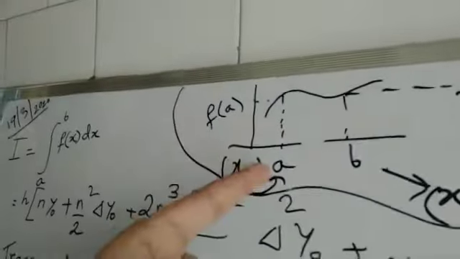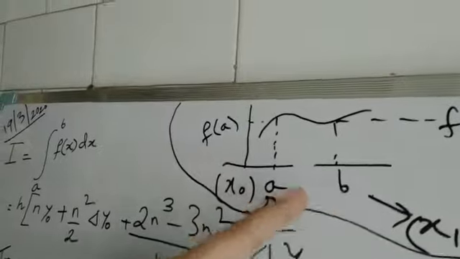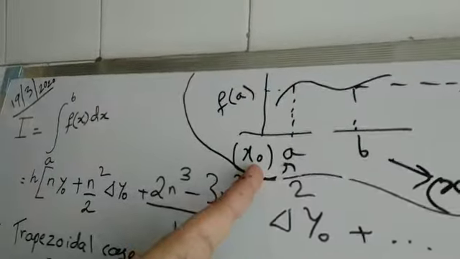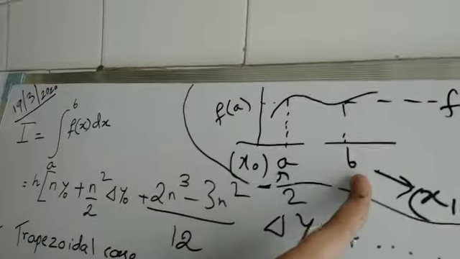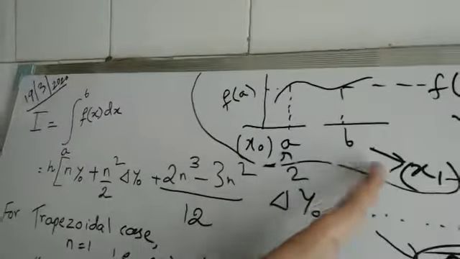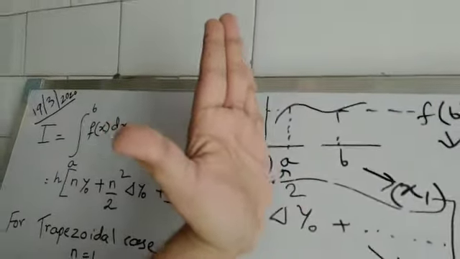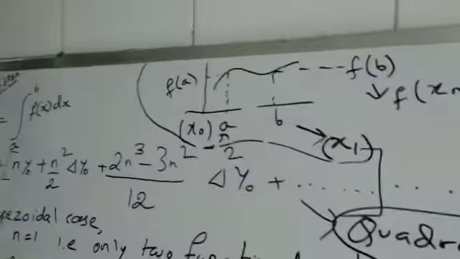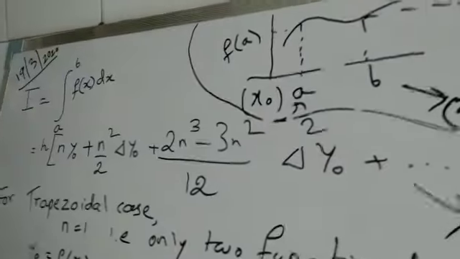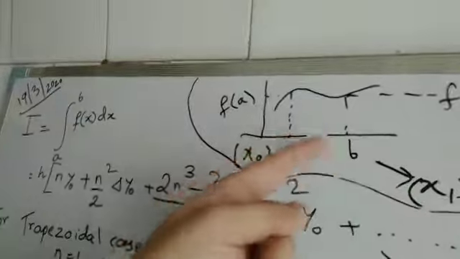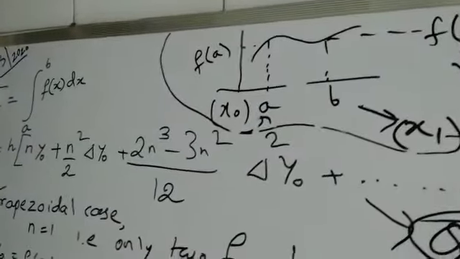How many points are there? There are 2 points, a and b. This is my first point, x0, and this will be my last point. Since here we have 2 values, this is basically x1. So this is x0, and if I shift to that side, that is basically x1, which is x0 plus h. This distance, this gap, is basically h.